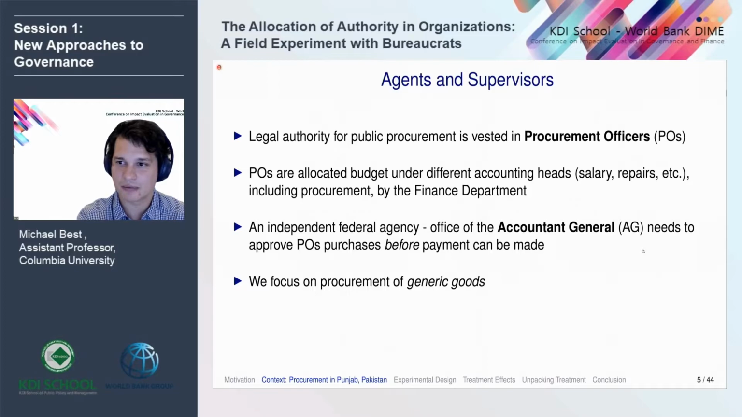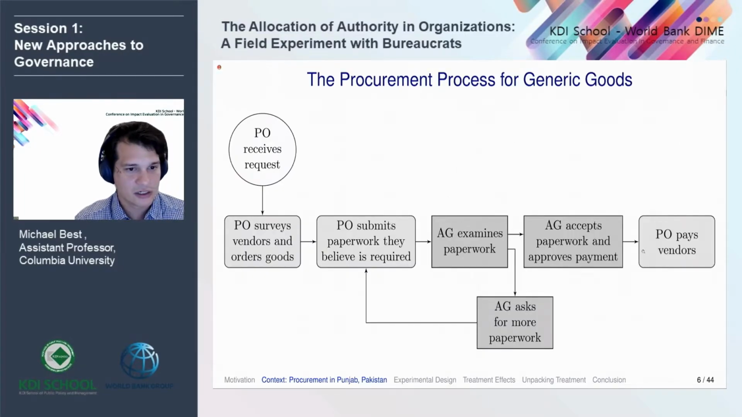So you want to think here about very homogeneous, off-the-shelf types of products, things like stationery. And we focus on those because there it's particularly easy, or relatively easy, to measure how well money is being spent. And I'll come back to that in a second. So here's the typical timeline for the purchases of the generic goods that we're studying.